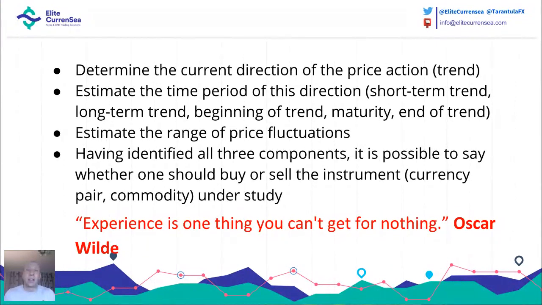Exiting the market is actually the hardest part, because sometimes you will see that the price goes your way, makes you profit, but then suddenly it changes and goes the opposite way. So the time period of the direction is also estimated by technical analysis. The range of price fluctuations is also estimated by different indicators that we will cover during the price action trading course. And when you identify everything that is important, so the beginning of the trend, the end of trend, the range of price fluctuations, okay, then it's possible to say whether you should enter the market with a buy or a sell order.